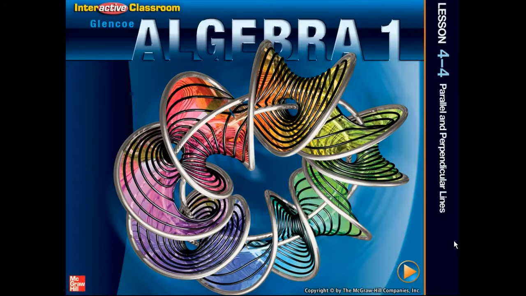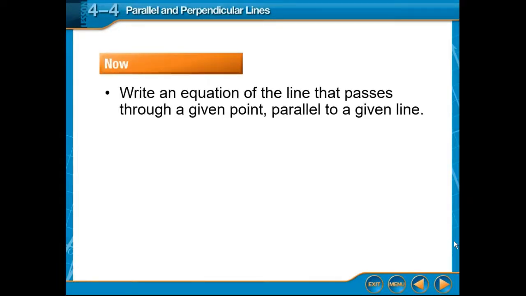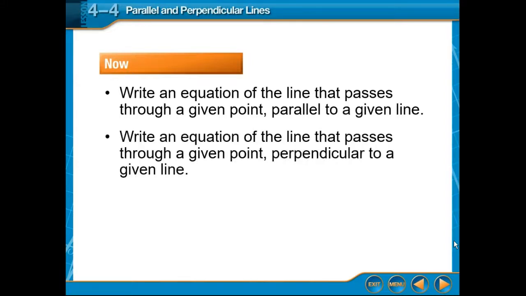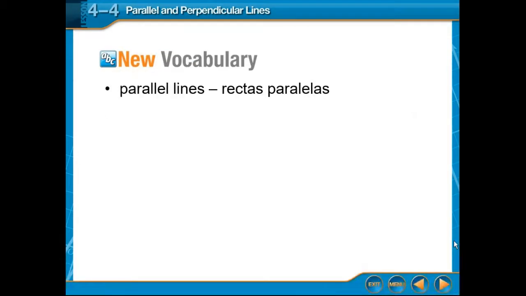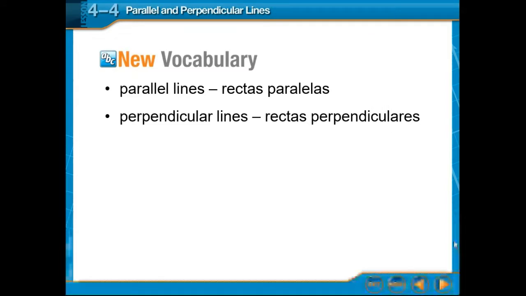Lesson 4.4, Parallel and Perpendicular Lines. In this video, you will learn to write an equation of a line that passes through a given point, parallel to a given line, and you'll write an equation of a line that passes through a given point, perpendicular to a given line. So in order to do that, you need to know what a parallel line is and what a perpendicular line is.